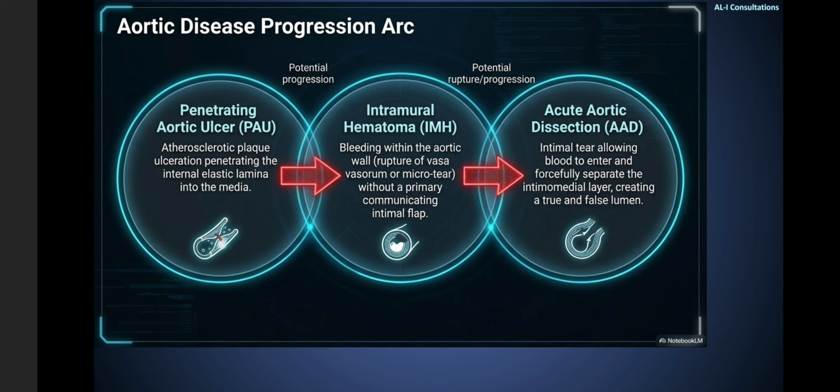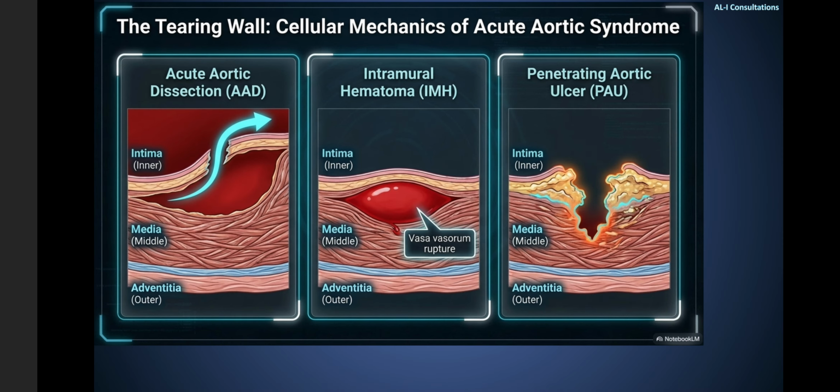You have a penetrating aortic ulcer, which is an atherosclerotic aortic plaque penetrating the internal elastic lamina. You have an intramural hematoma, where there's bleeding within the aortic wall, sometimes because of rupture of the vasa vasorum or a micro tear without a primary communicating intimal flap. And you have the acute aortic dissection with an intimal tear, allowing blood to enter and forcefully separate, creating a true and a false lumen. This illustration shows the various mechanics of the acute aortic syndrome.